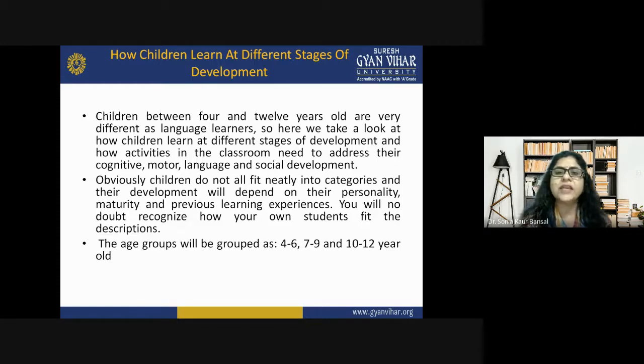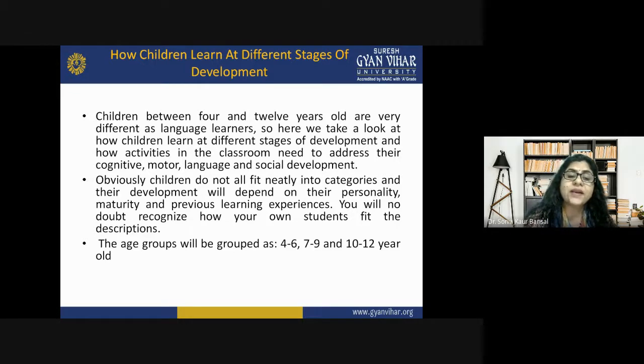They have individual differences, so you will be teaching them according to their individual differences as well. Each child has to develop their cognitive, affective, and psychomotor skills. Different stages of development lead to different types of development. Obviously children do not all fit neatly into categories, and their development will depend on their personality, maturity, and previous learning experiences. You will no doubt recognize how your own students fit your descriptions.